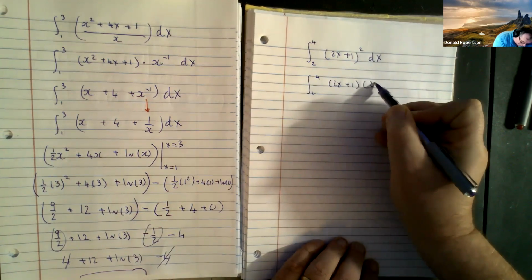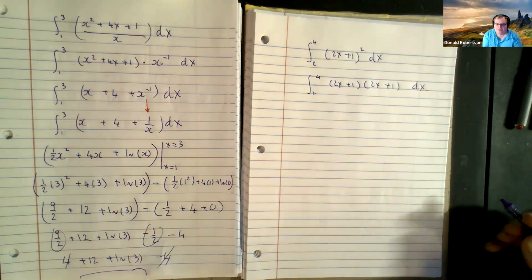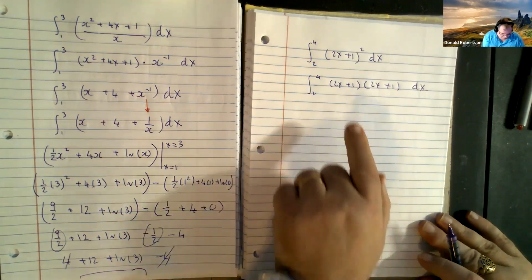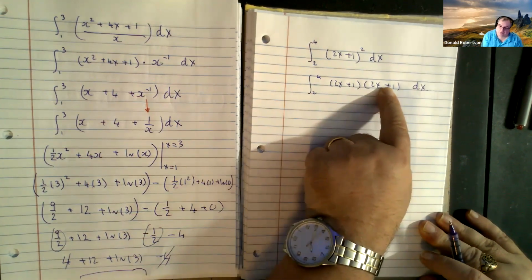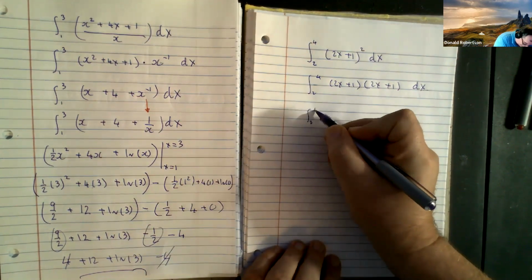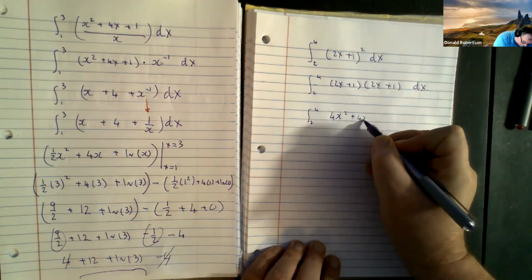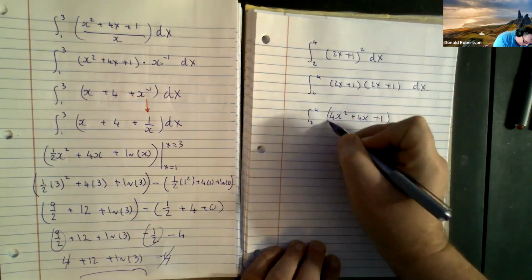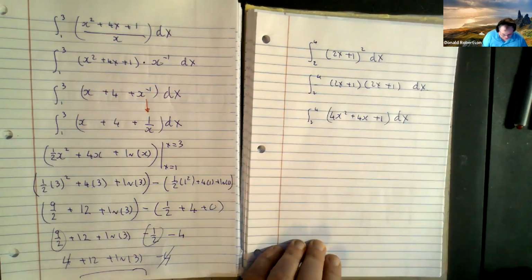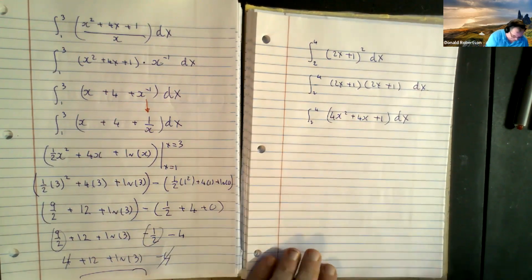I can only use the power rule when I have powers of x. So if you tell me (2x + 1) squared, that's no use to me. What I can do, of course, is find out what 2x + 1 times itself is equal to. And if I FOIL this out, you're just going to have to take my word for it. We get that guy. Now that guy is ready to use.